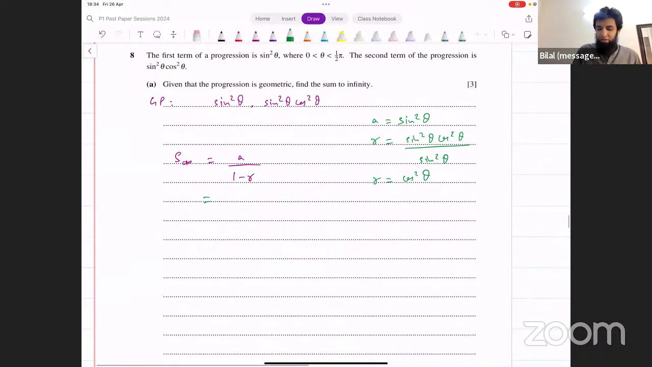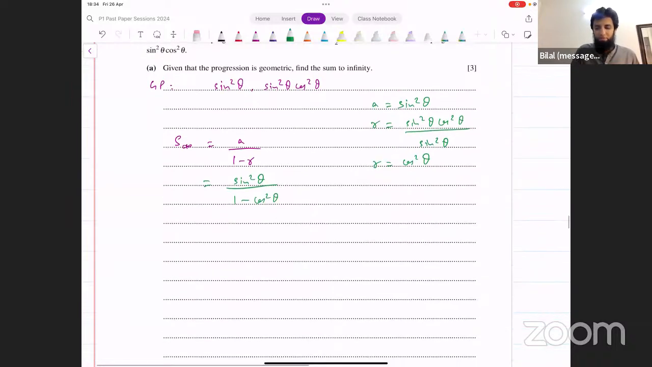A is sine squared theta divided by 1 minus r. That's 1 minus cos squared theta. What is 1 minus cos squared theta? It is sine squared theta. So that gives you sine squared theta over sine squared theta, and that turns out to be 1. That's the sum to infinity. It's 1. Okay, that was the first part.